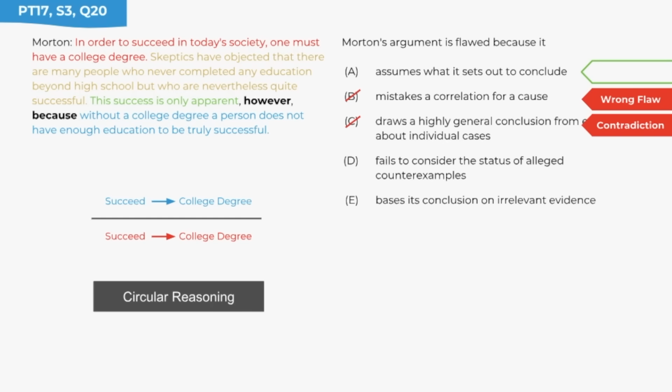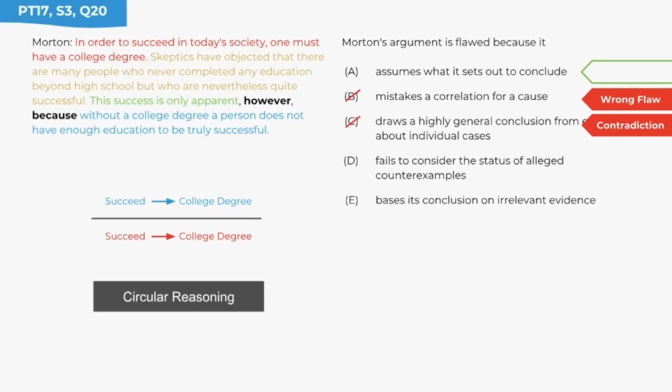Also, there's a contradiction involved here, right? It draws a highly general conclusion from individual cases, right? But there are no individual cases here. These are all generalized claims. So whether we wanted to describe answer choice C as contradicting the argument because it's describing something that's different than what happened, or whether we want to describe it as the wrong flaw, we could do it either way.